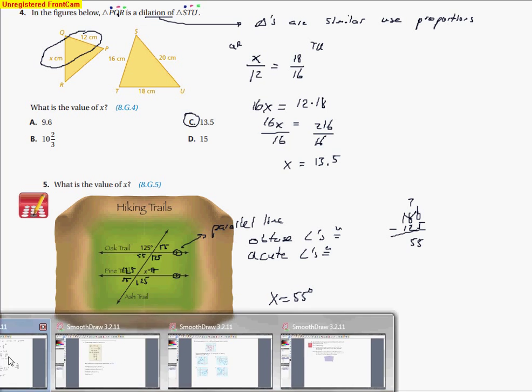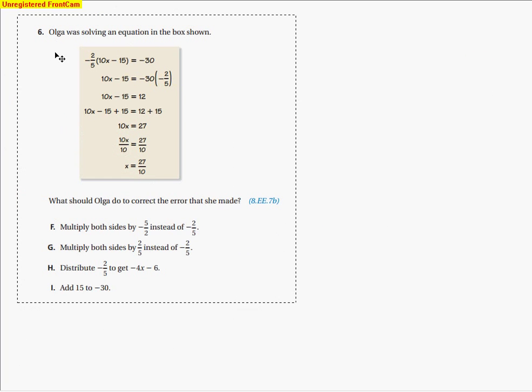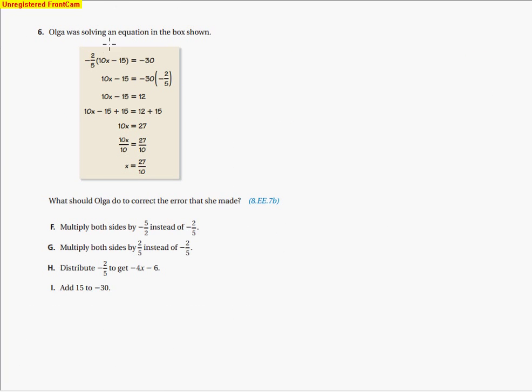So let's move on to the next one. It says that Olga was solving an equation in the box shown, and we got to find out what her error was and correct that error she made. So when I look at it, it looks to me as though she did not distribute the 2/5 over the 10 and the 15.